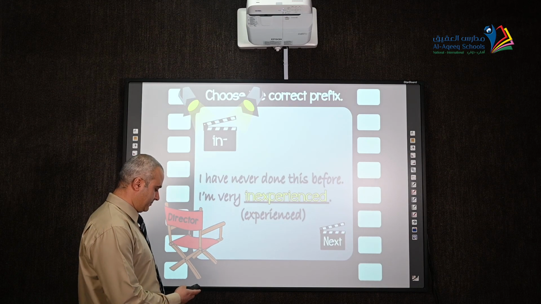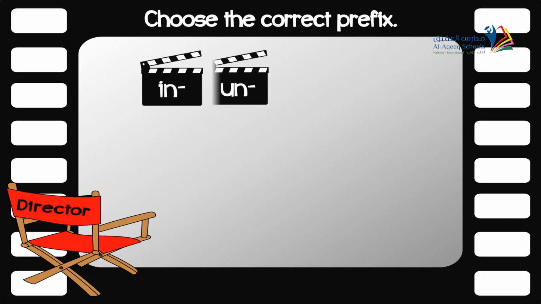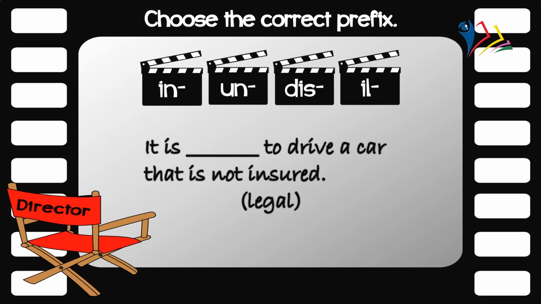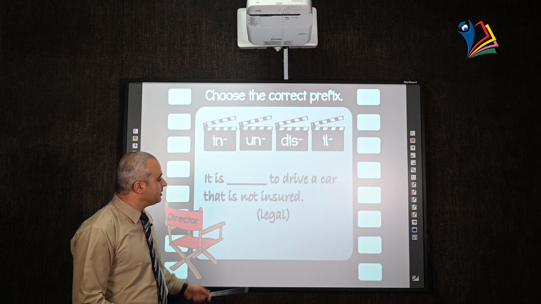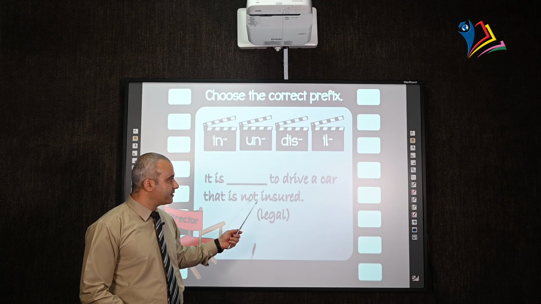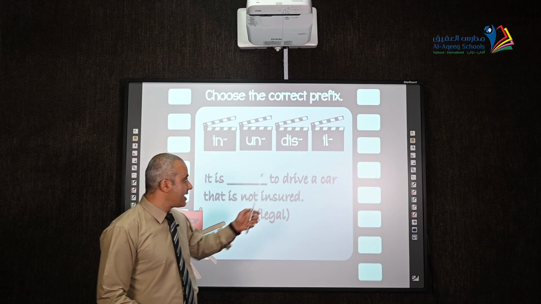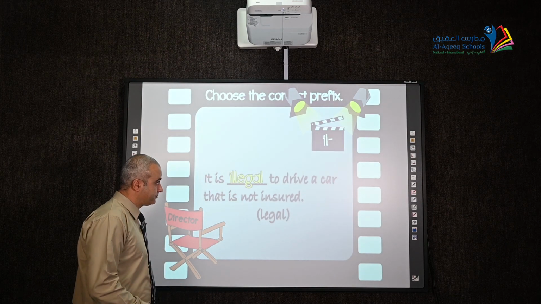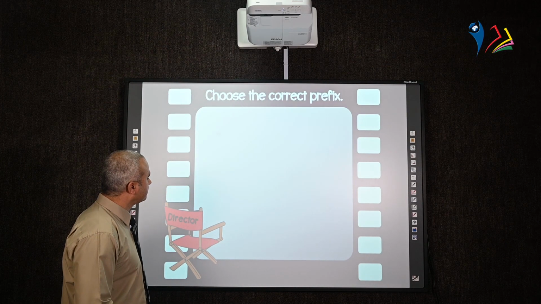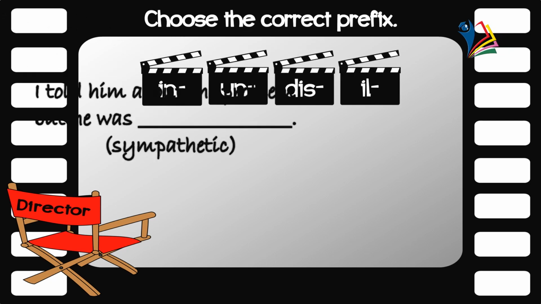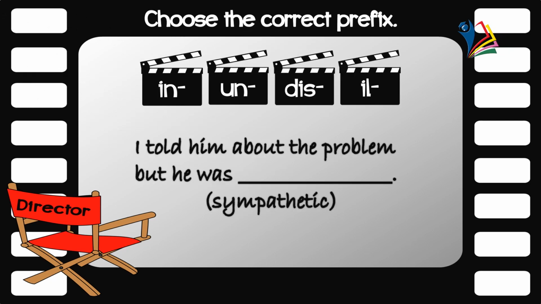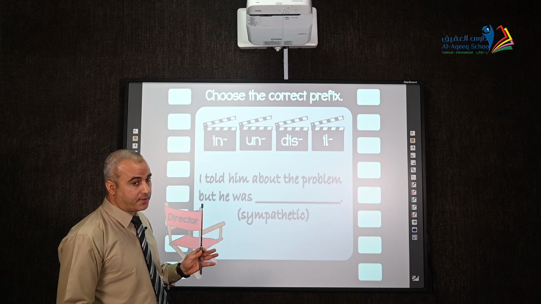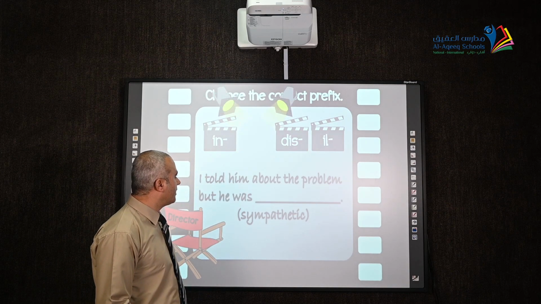Inexperienced. Okay. Second: in, un, dis, il. It is illegal to drive a car that is not insured. Legal: we said that the word root here begins with the letter L, so the most appropriate one is to use il. Illegal. After that: in, un, dis, il. I told him about the problem, but he was unsympathetic. Sympathetic, the correct prefix is un: unsympathetic.